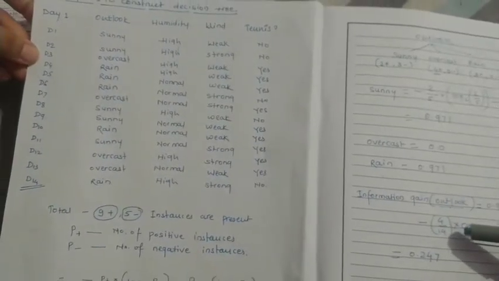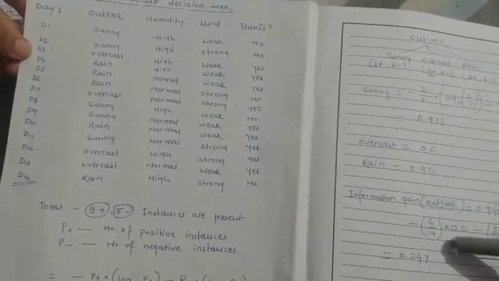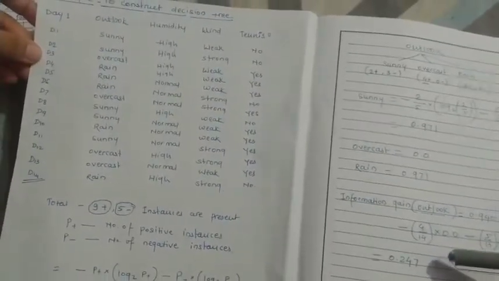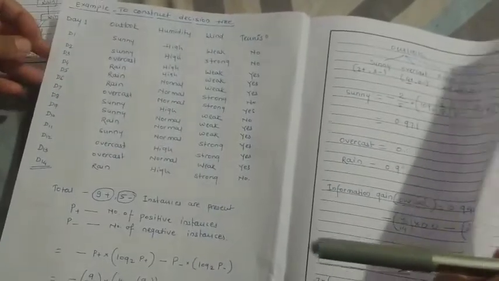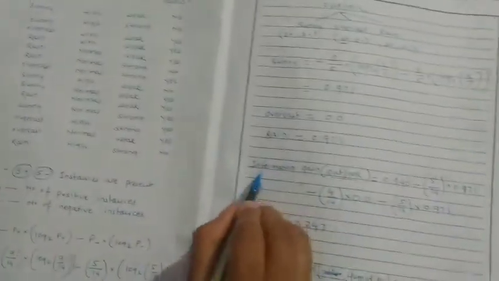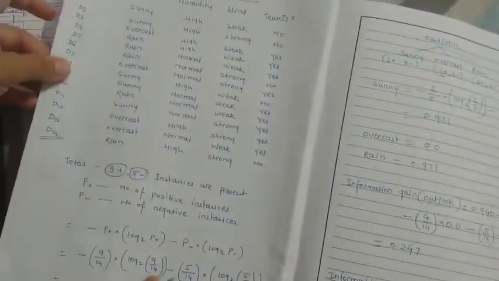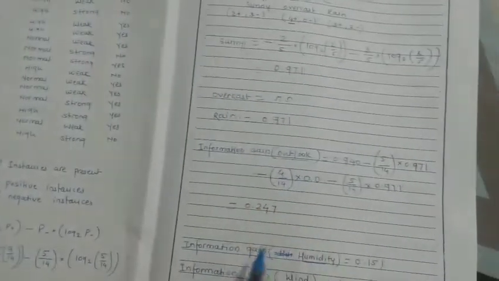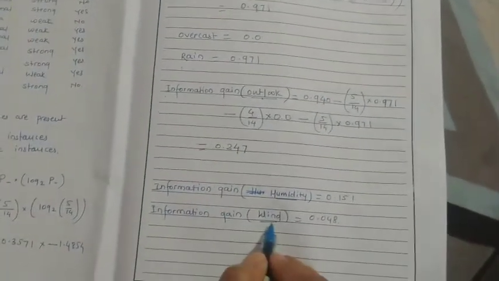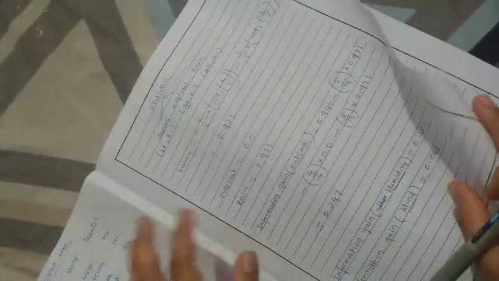In the previous lecture we started the example to construct the decision tree. So we will continue with part 2, building on part 1. In part 1 we calculated the information gain for the whole data set, then the information gain for outlook, humidity, and wind. On the basis of this, we came to the point that outlook will work as the root node for the tree.